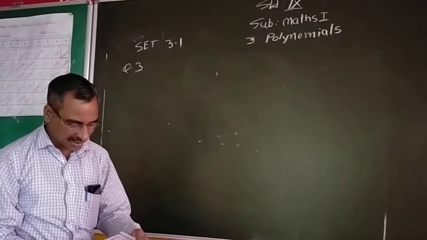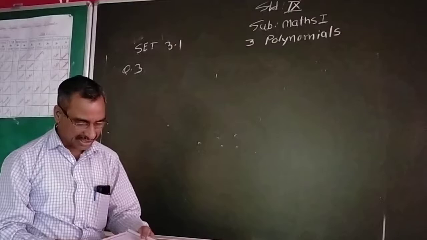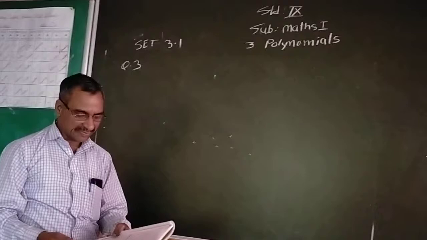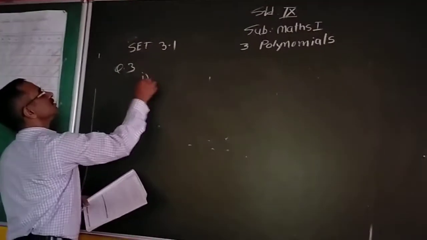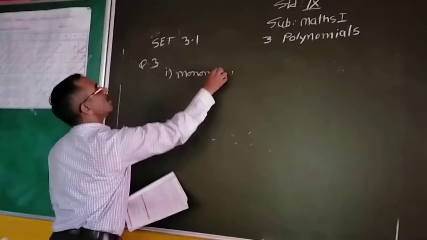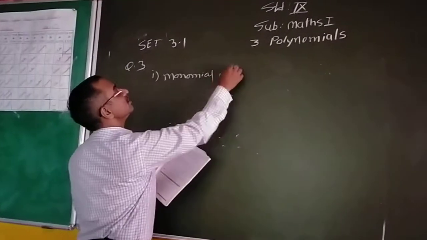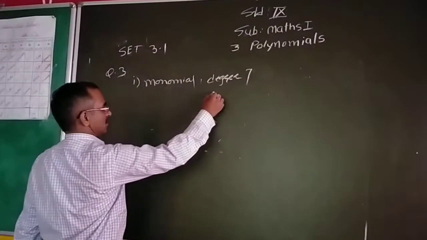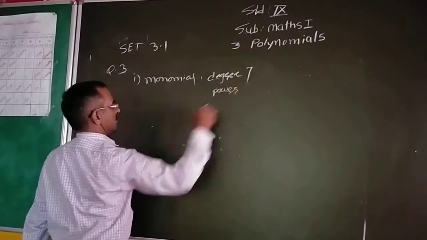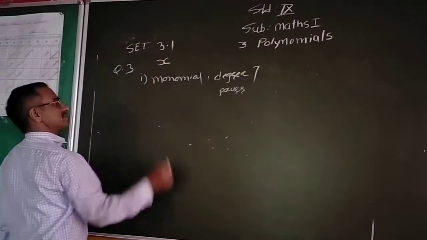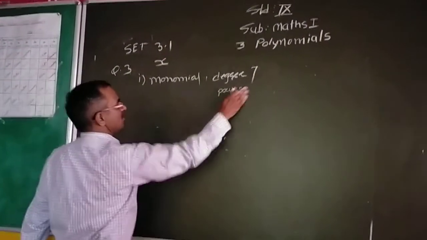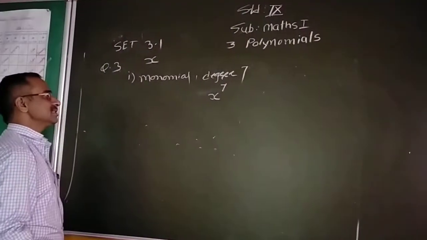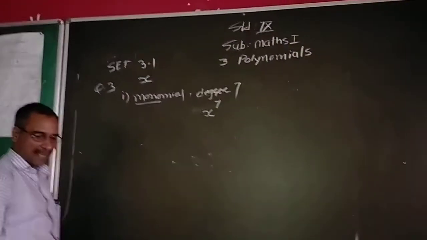I will read. Write the polynomial in variable x using given information. What will be information given? We will write the polynomial using variable x. First, monomial with degree 7. Degree means what? Power. What is the variable considered here? X. So power of x is what? 7. And we want monomial.